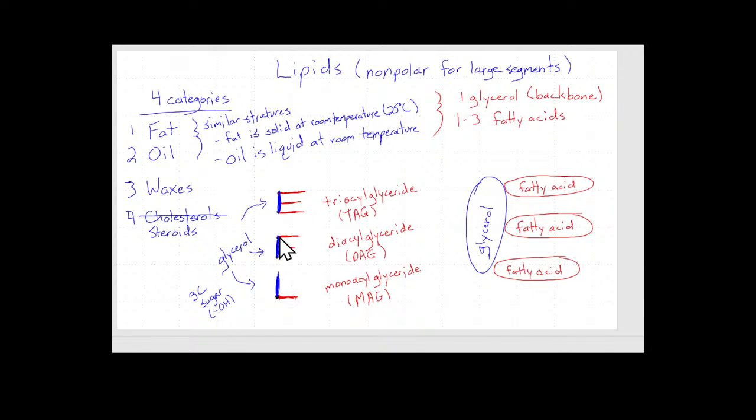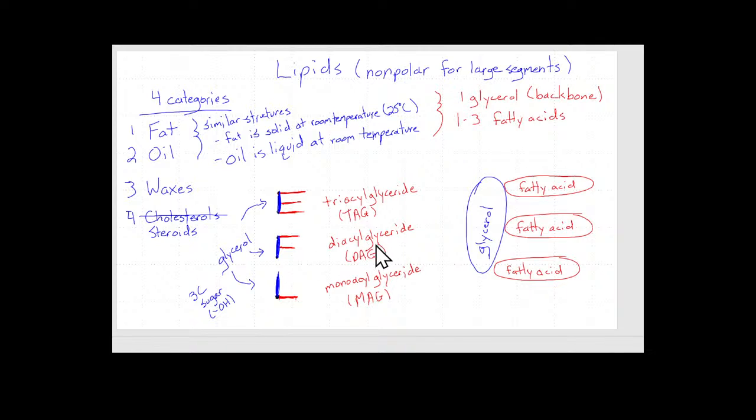If you only have 2 fatty acids, shown here, then this third carbon still has a hydroxyl group or some other thing attached to it, but 2 of the hydroxyl groups have had a fatty acid put onto those carbons where there was originally a hydroxyl group.